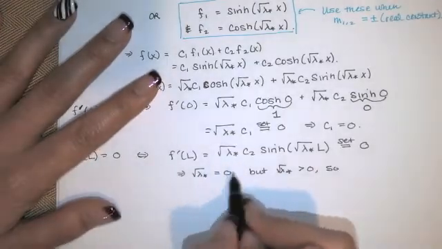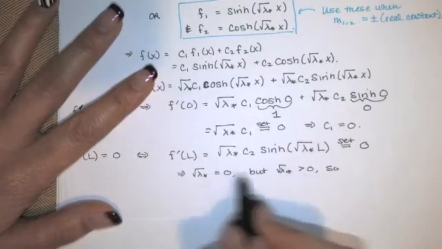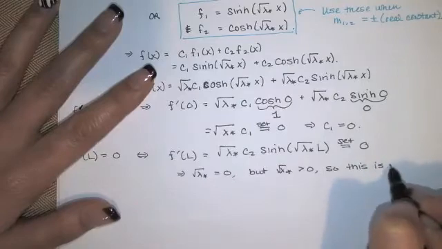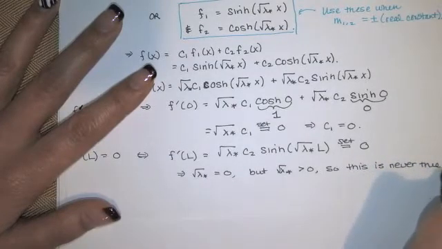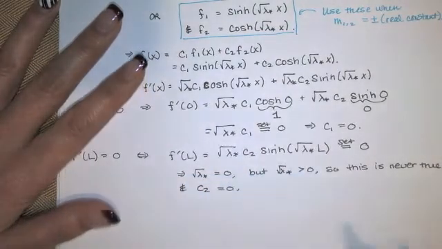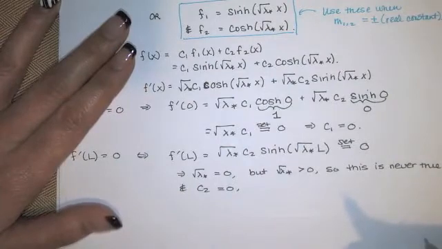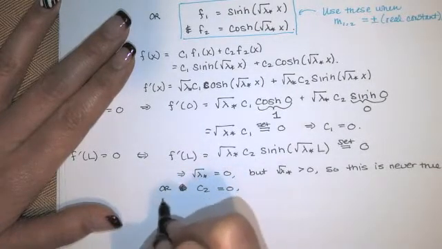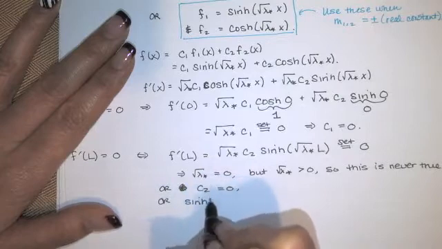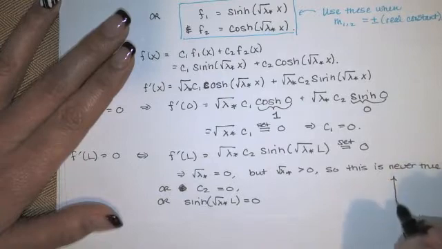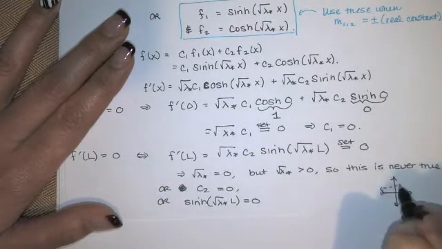So if we need this to be 0, that's not possible because that's positive. That's never true. And we've got C2 equals 0, or the hyperbolic sine function is 0. But again, remember that the hyperbolic sine function looks like this.